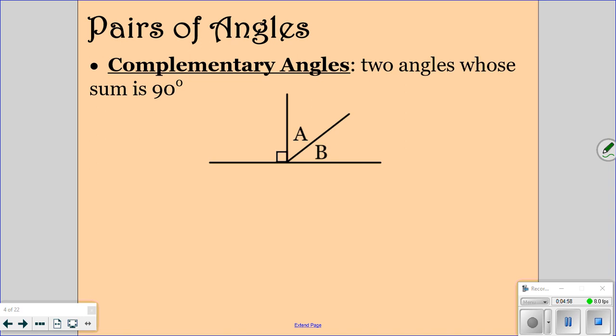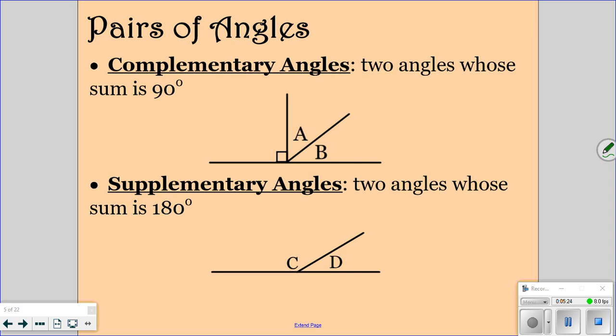Complementary angles are two angles that add up to 90 degrees. So this is a 90-degree angle over here. This is a 90-degree angle over here. So A plus B add up to 90, and so that means that A and B are complementary. So since A plus B equals 90, these two are complementary. Supplementary angles are two angles who add up to 180. So C plus D are going to equal 180, and so that means that C and D are supplementary.